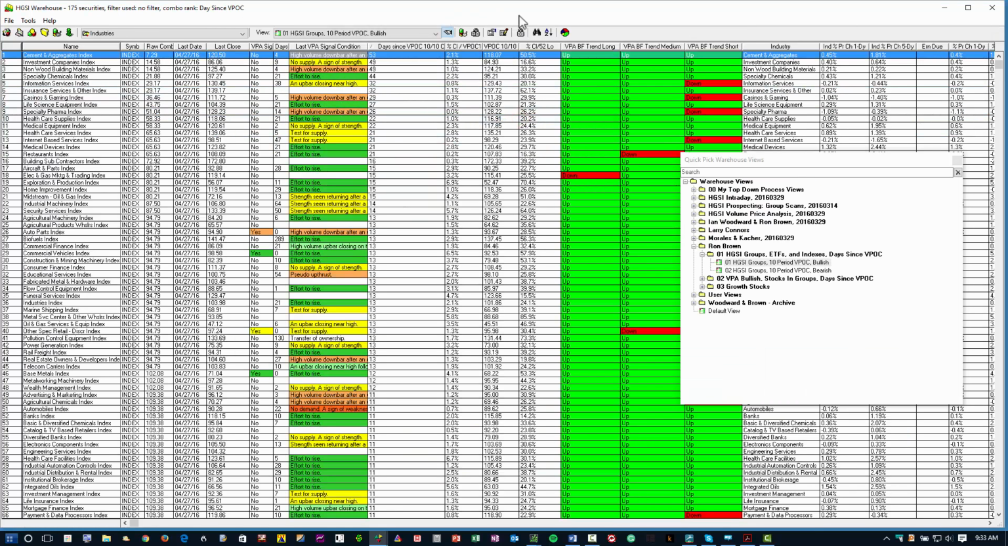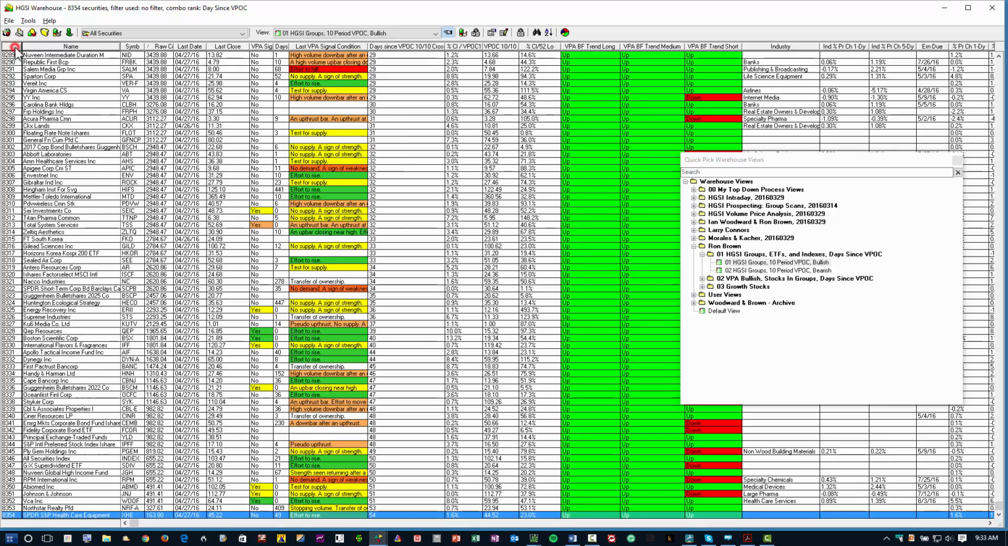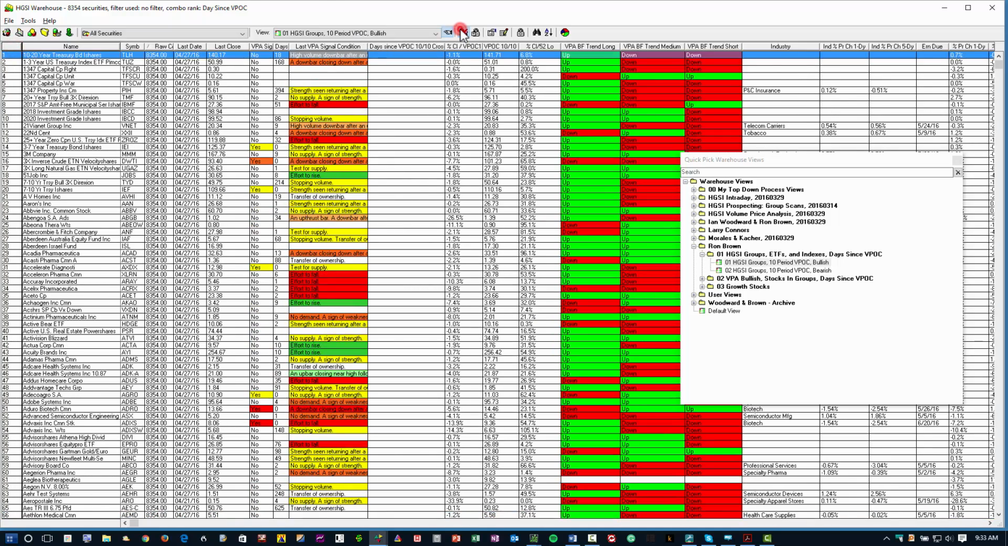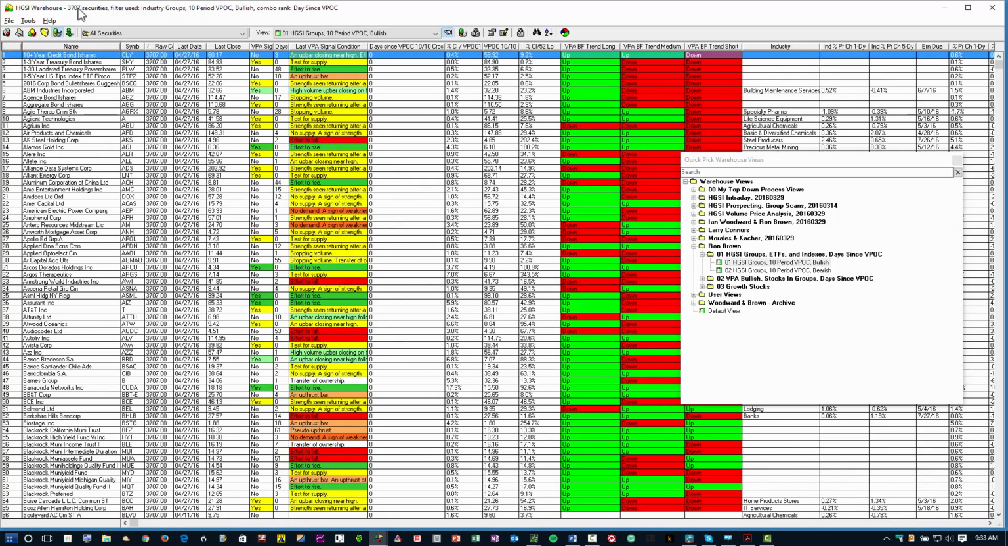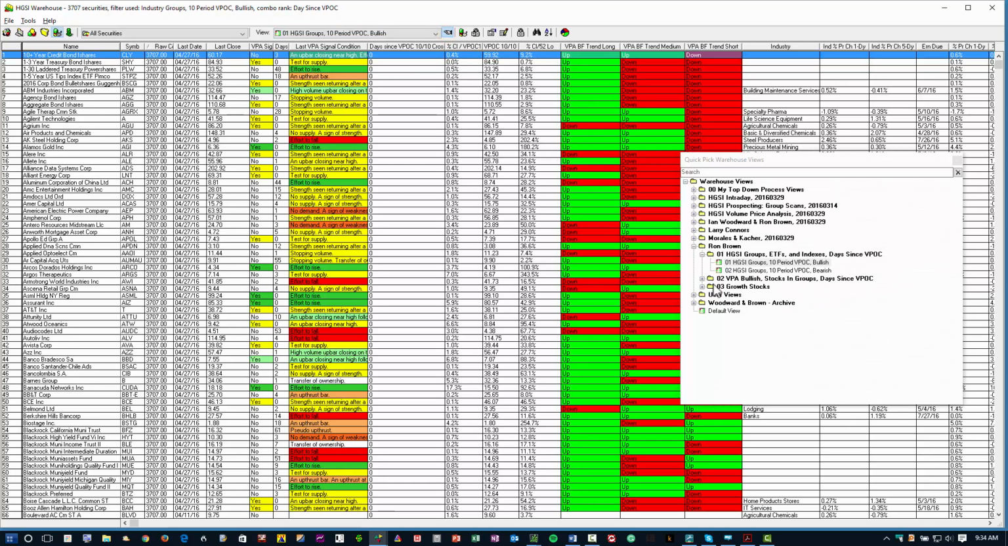I'm going to show one more thing, and then I'm going to end this video. I'm going to go back to all securities, hit the alternate space bar, sort on raw combo, apply the filter, and the way this combo is set up is that it's for the 10 period volume point of control, and the ones that crossed over most recently, I need to go down to the next view, sorry about that.